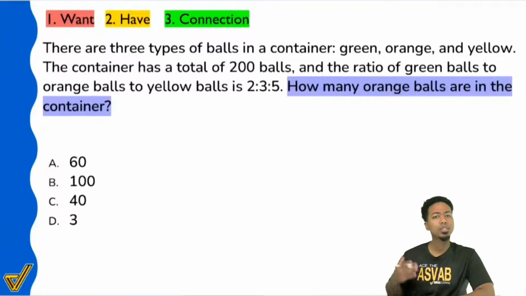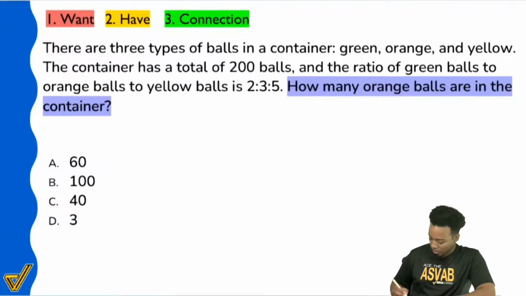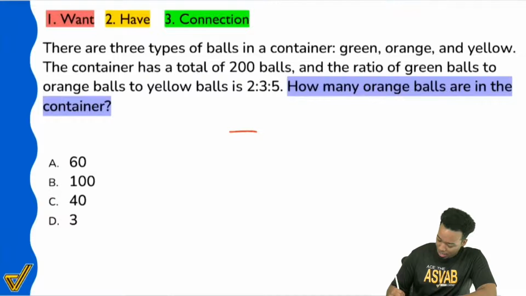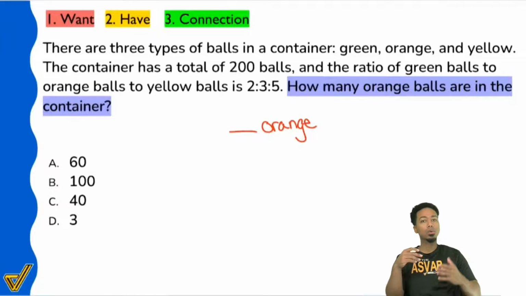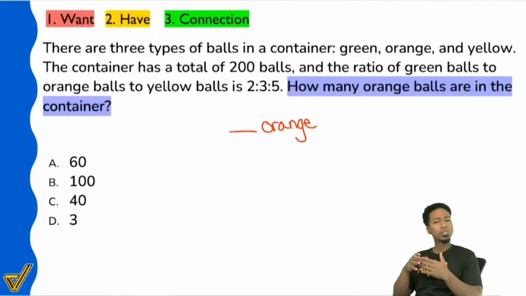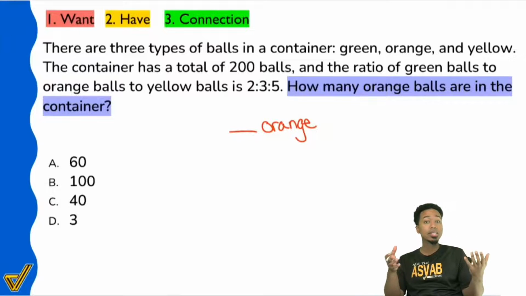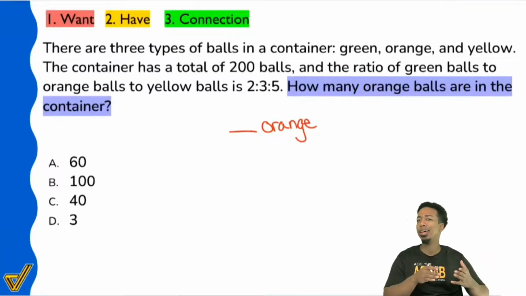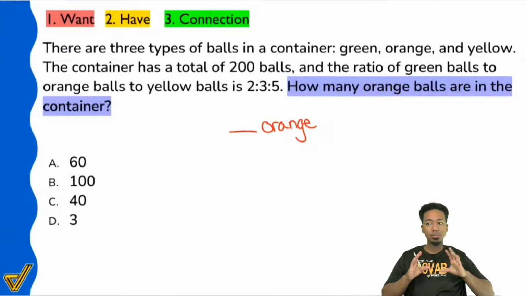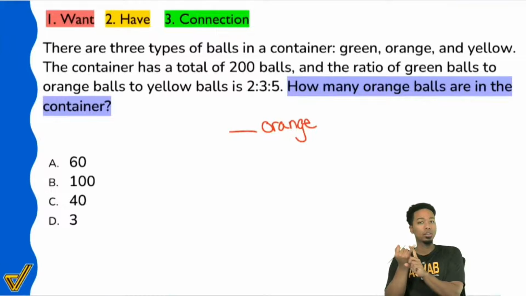Yeah, exactly. We're looking for the orange ball. How many orange balls are in the container? So blank orange sounds good. All right, and notice how different from the other questions, we weren't given something in the same sentence. We weren't really given that. So we're going to have to extrapolate a little bit more information in a better way. But regardless, we got what we want. We want to know the number of orange balls in the container.